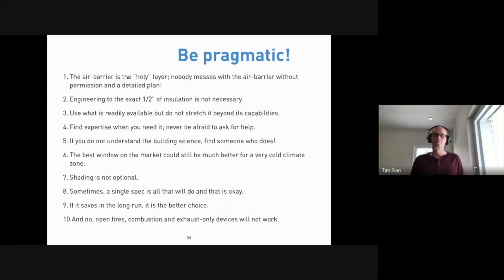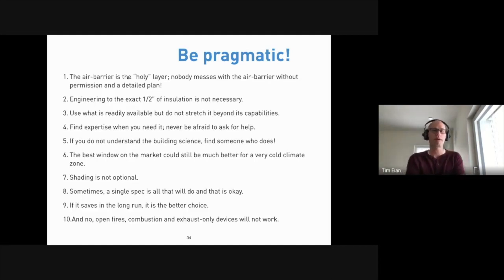So then some bits here, being pragmatic is always helpful in my experience, especially when you're dealing with it in a cold climate. So the air barrier, of course, comes to mind. That's the holy layer. Nobody messes with the holy layer. That was one of my clients named it that, but I think that's well put. Engineering to an exact half-inch of insulation is not necessary. You could be pragmatic. You use what's readily available, and you keep it simple for people. We try to use what's readily available, and that is encouraged.